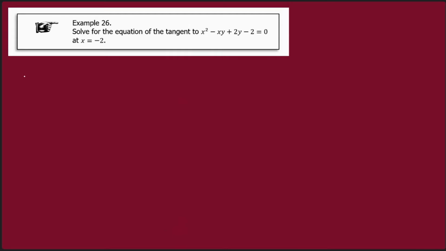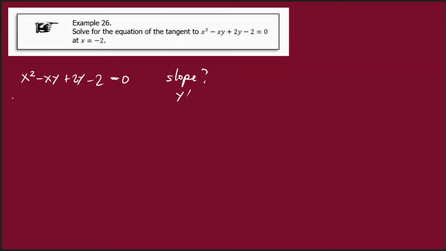The given curve is x squared minus xy plus 2y minus 2, equal to 0. We will solve for the value of the slope first. In solving for the slope, what we are looking for is actually y prime, or dy over dx.